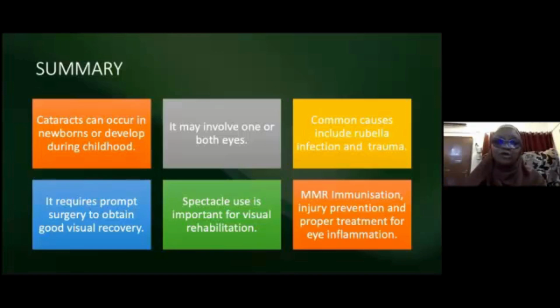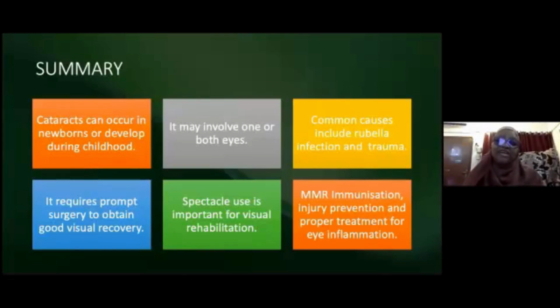And the common causes of cataracts, of all the causes, rubella is quite common for newborn cataracts, infection and injury. I beg your pardon, rubella infection and injury to the eye. These are very common. Cataracts require prompt surgery to obtain good visual recovery. And so delay can mean that the eye never recovers optimal vision. And spectacle use is important for visual rehabilitation because even when you've taken out the cataract, there's still something left to correct of vision. And so this is where spectacles come in.